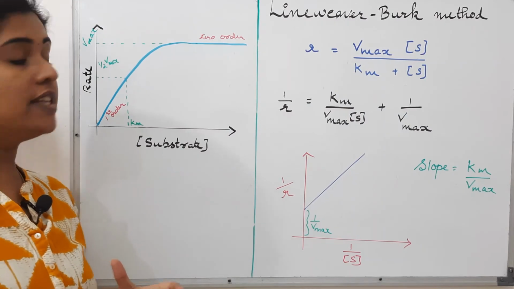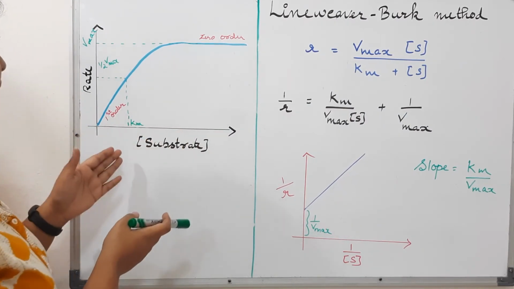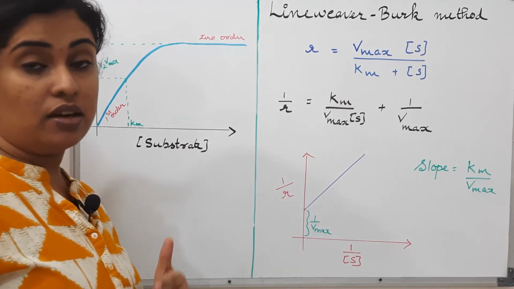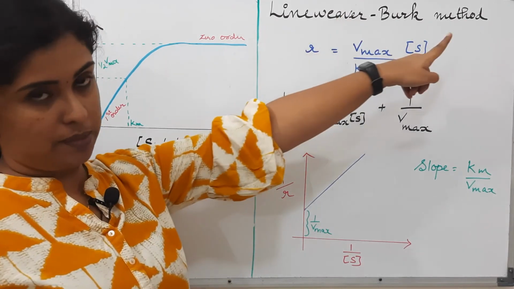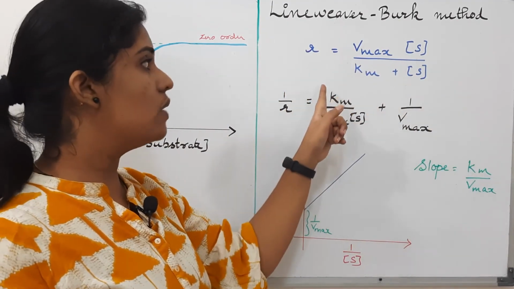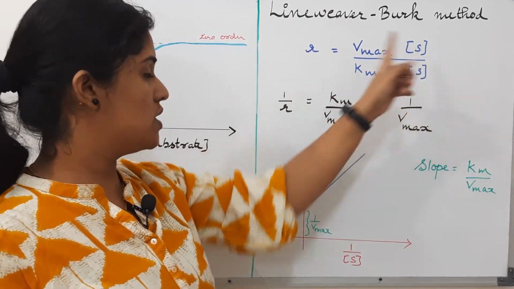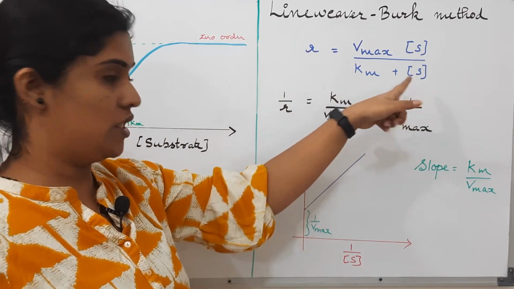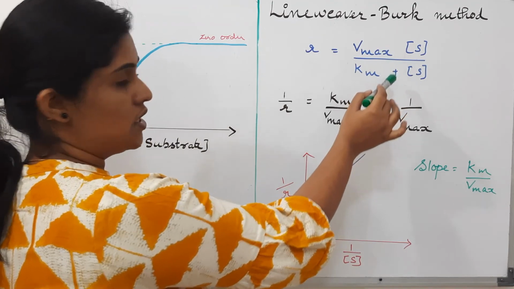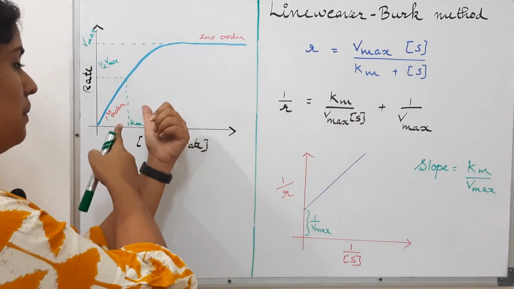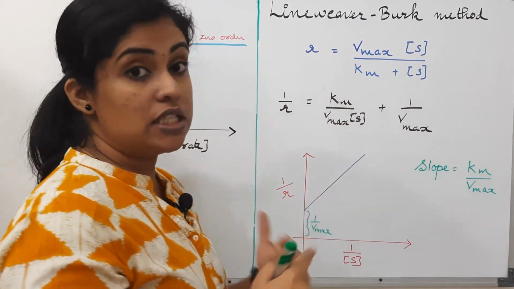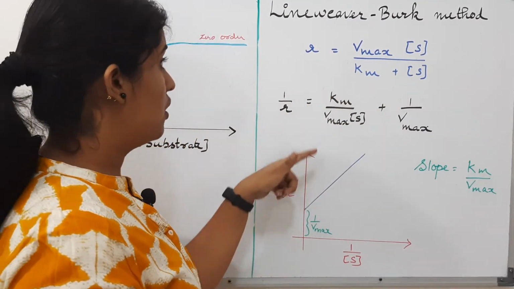And finally, instead of using this plot to find the value of Vmax and Km, we can have another easier method, which is the Lineweaver Burk method. So according to the equation that we already had, my rate was equal to Vmax times substrate concentration by Km plus substrate concentration. We already saw this equation. Now, it was from this equation we had the 3 different cases and we came up to this graph. Now, this particular equation can be reversed. You can write the reciprocal of this equation.